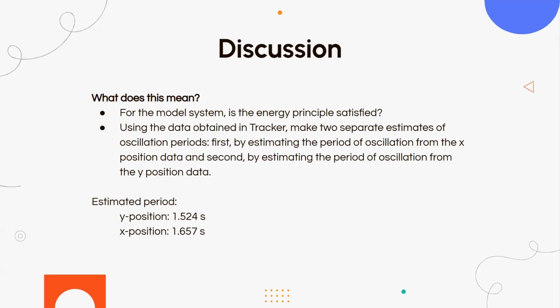Using the tracker data, the Y position data estimated a period of 1.524 seconds, and the X position a period of 1.657 seconds. This difference may be a result of energy dissipation, but the periods are reasonably consistent and confirm that the mass undergoes motion in both directions.